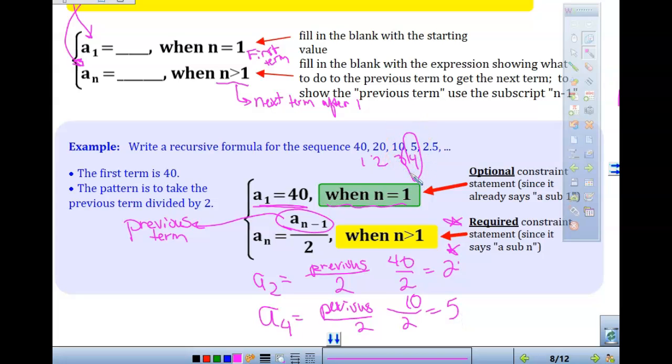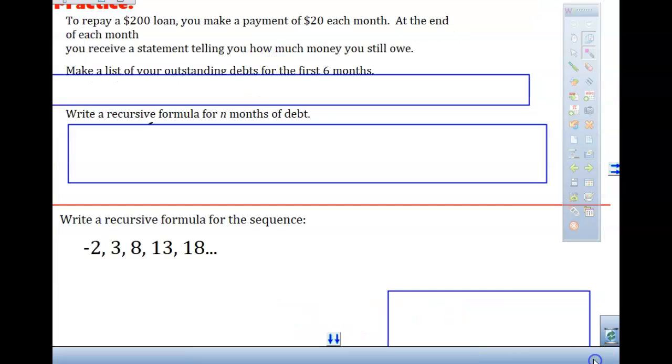That's all that a sub n minus 1 means. It's just the previous one. Like what came before the first one, right? So if a sub 1 is the first, n minus 1 is the one before it. It just means previous, okay? So it takes some getting used to, the notation, okay?